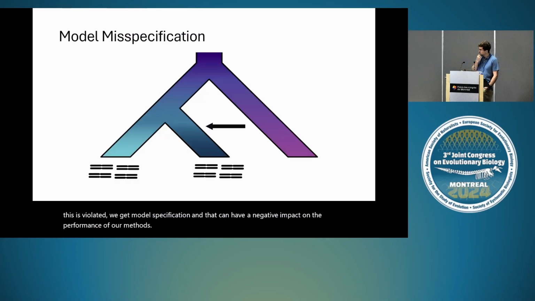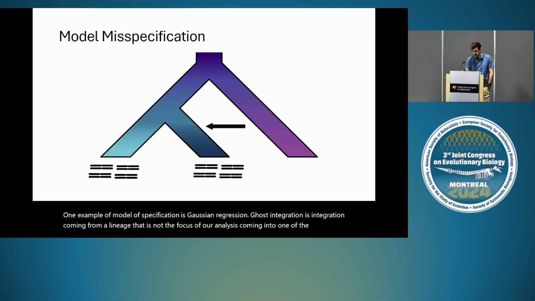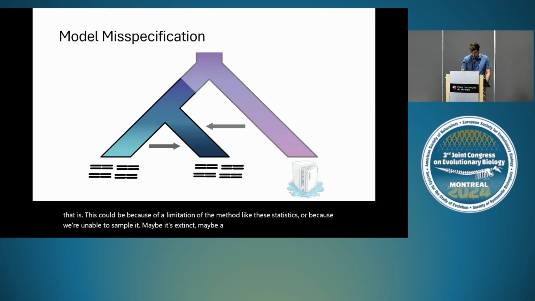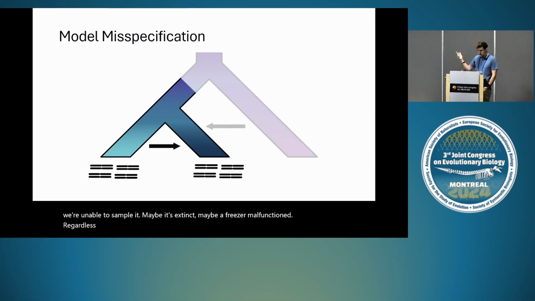One example of model misspecification is ghost introgression. Ghost introgression is introgression coming from a lineage that is not the focus of our analysis, coming into one of the lineages that is. This could be because of a limitation of the method, like with these statistics, or because we're unable to sample it. Maybe it's extinct, maybe a freezer malfunctioned. Regardless of why, it's a problem because it produces patterns of genetic variation that our methods might mistake for introgression between the lineages that we're focused on.